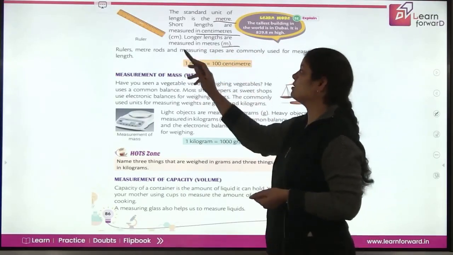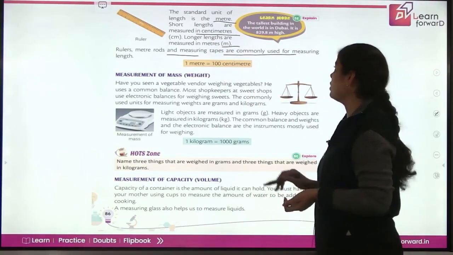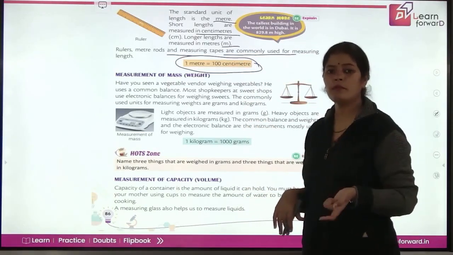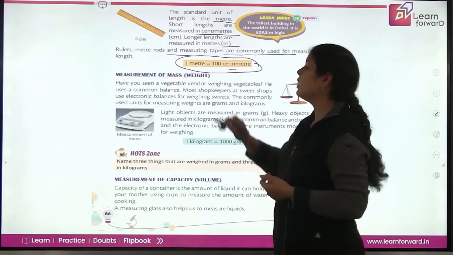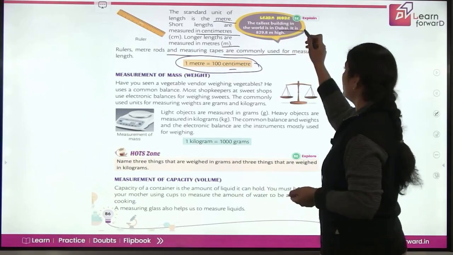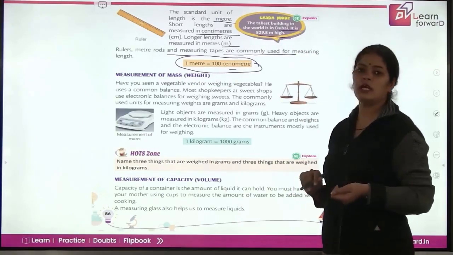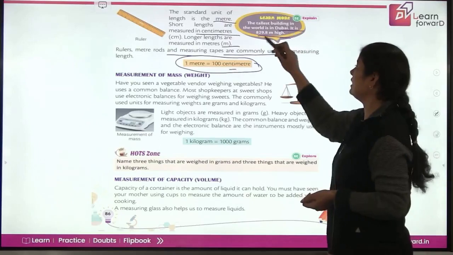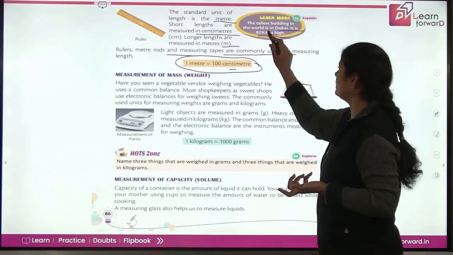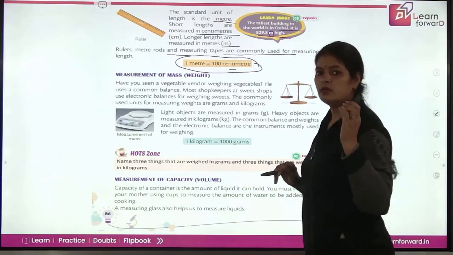So rulers, meter scales, and measuring tapes are commonly used for measuring length. Now here is one important thing that you need to remember: 1 meter is equal to 100 centimeters. The tallest building in the world is in Dubai, Burj Khalifa, and it is 828 meters in height. So this is the height of this building, already measured. In meters they are giving the measurement, so it is measured by using a standardized measuring system.